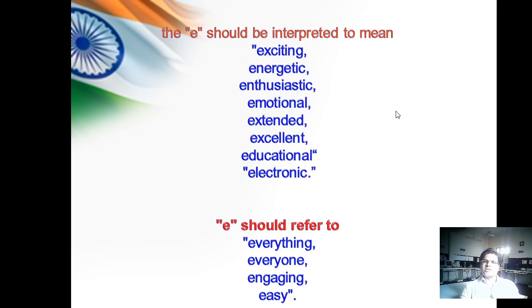Then the E should be interpreted to mean exciting. It is energetic, enthusiastic, emotional, extended, excellent, educational, electronic. And after that, E should refer to everything, everyone, engaging, easy. Means these are the facts and interpreted meanings of E.